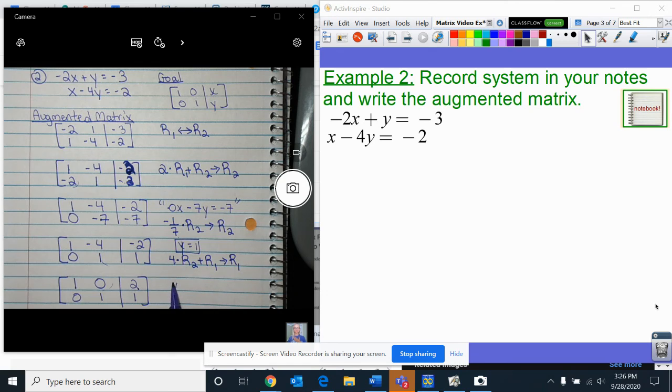So this tells us that x is equal to 2, y is equal to 1, and we've solved our system.